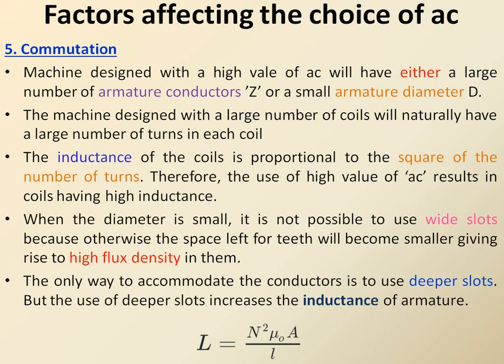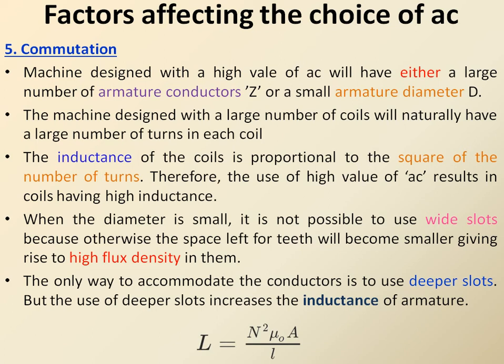If the value of Z is large, then naturally the number of coils will be also quite large. So in that particular case, the value of inductance will be large, because in the relation for inductance, you have studied this in your 11th and 12th standard. This is the relation for inductance. Inductance is actually directly proportional to the square of the number of turns. So if the value of Z is large, there is a number of conductors, then definitely the number of turns will be also very large. This will consequently result in a large value of inductance. That is, this high value of AC will result in large value of inductance.